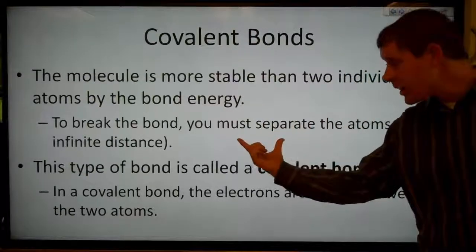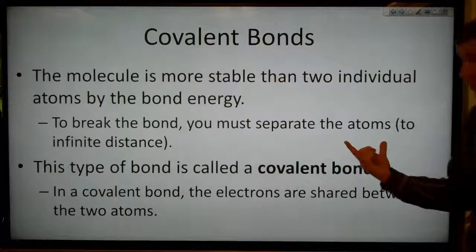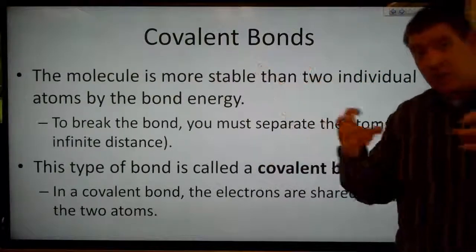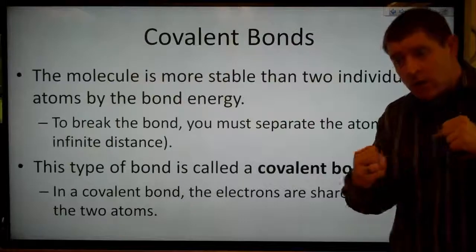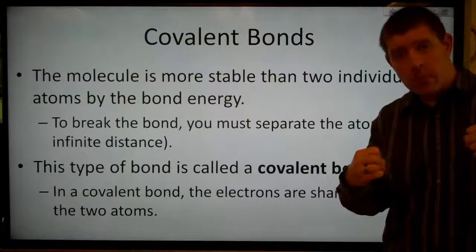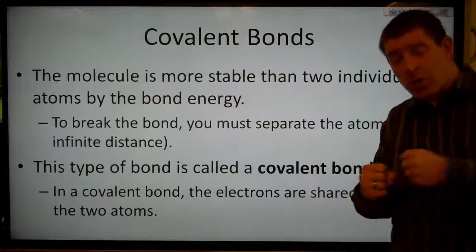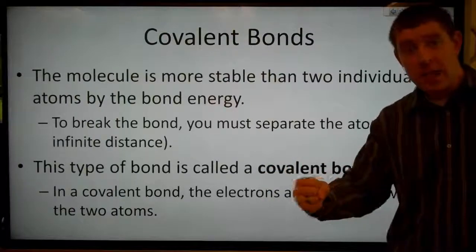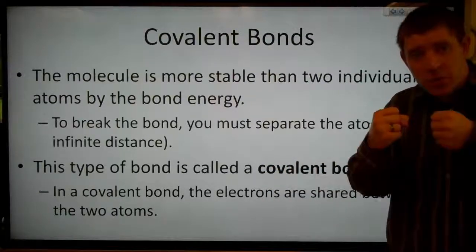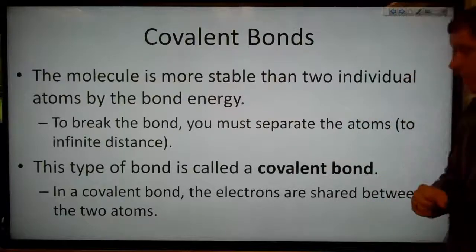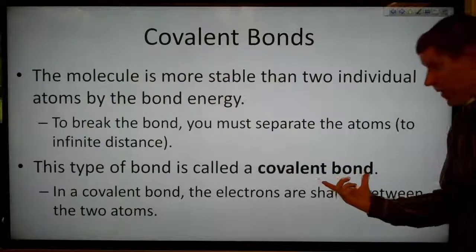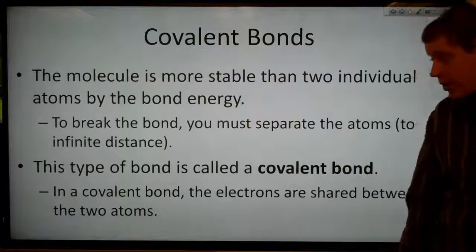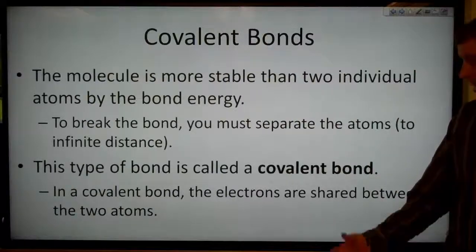So to break the bond, that means we have to separate the atoms to infinite distance. In order to pull apart two hydrogen atoms that are bonded together, we have to put in energy, we have to do some work to pull those atoms apart against that attractive force keeping them together, just like trying to pull apart two magnets. So this type of bond is called a covalent bond because those electrons get shared in between the two atoms.